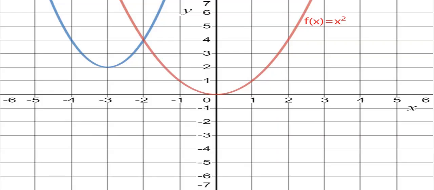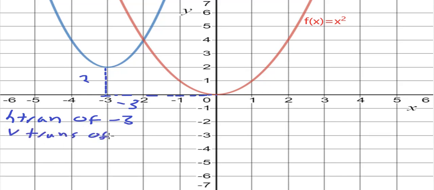If I want to find the equation of this blue parabola using transformations, the way I'm going to do this is first I'm going to identify the horizontal and vertical translations that have occurred. It has been moved over 3 to the left, and moved up 2. So this tells me there is an h translation of negative 3, because it's been moved 3 to the left, and a vertical translation of 2.